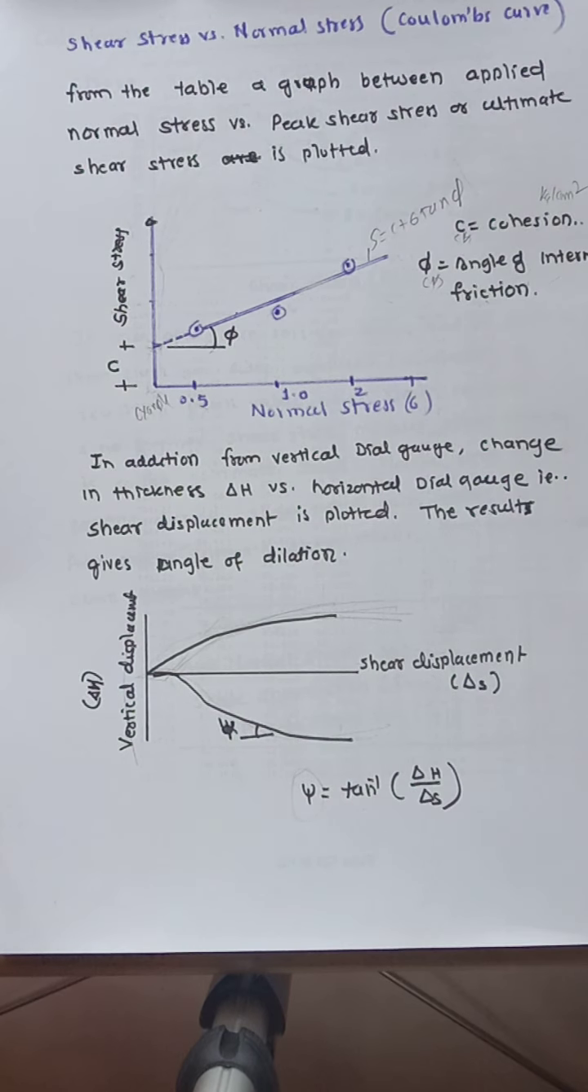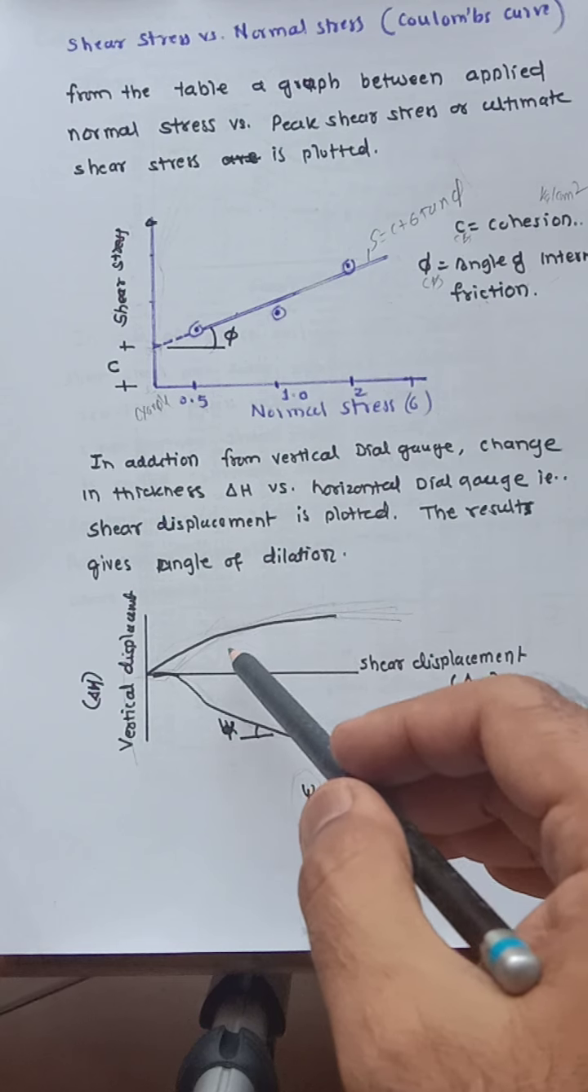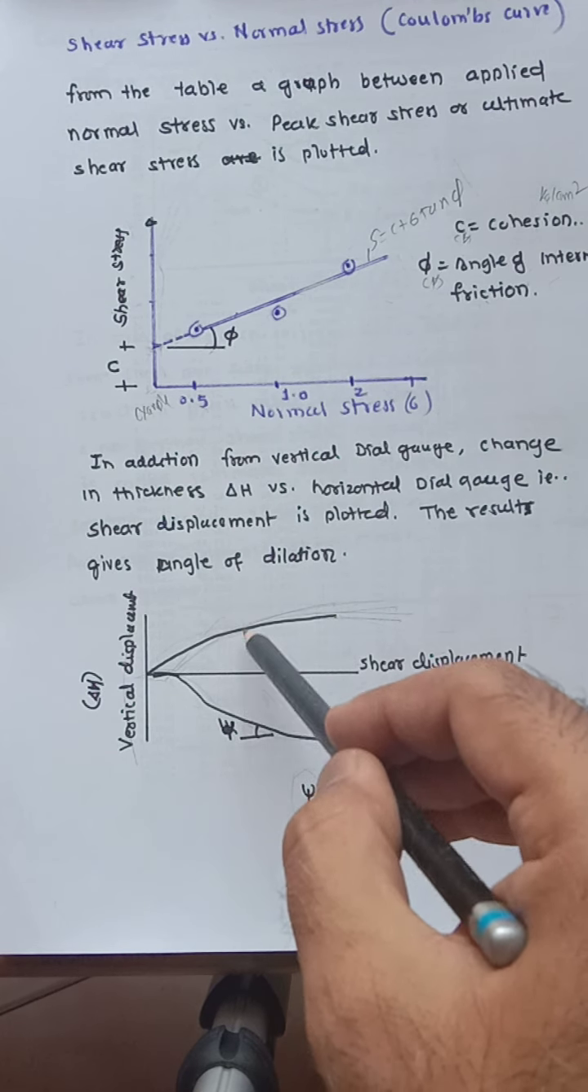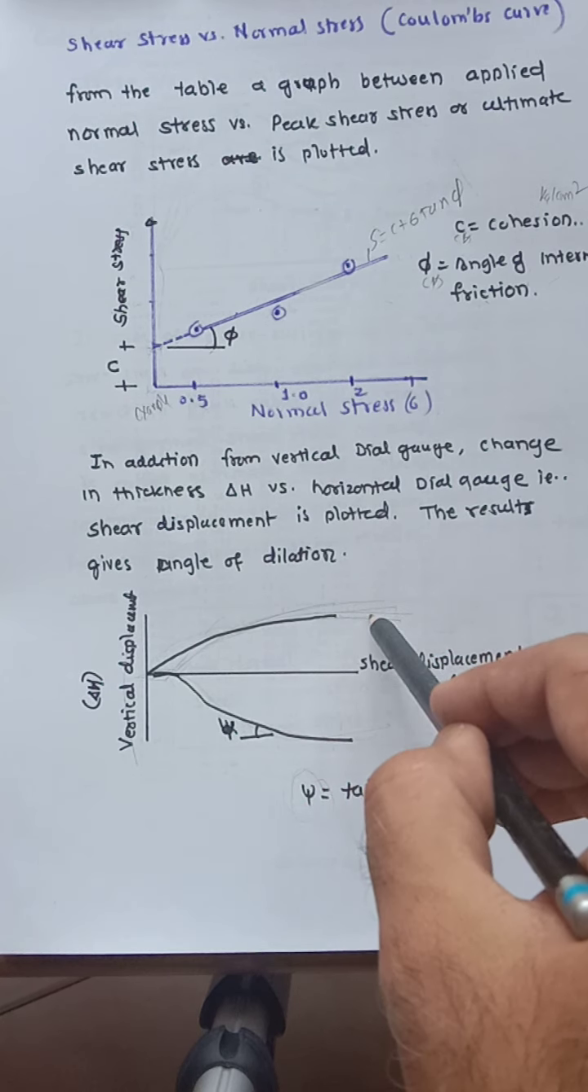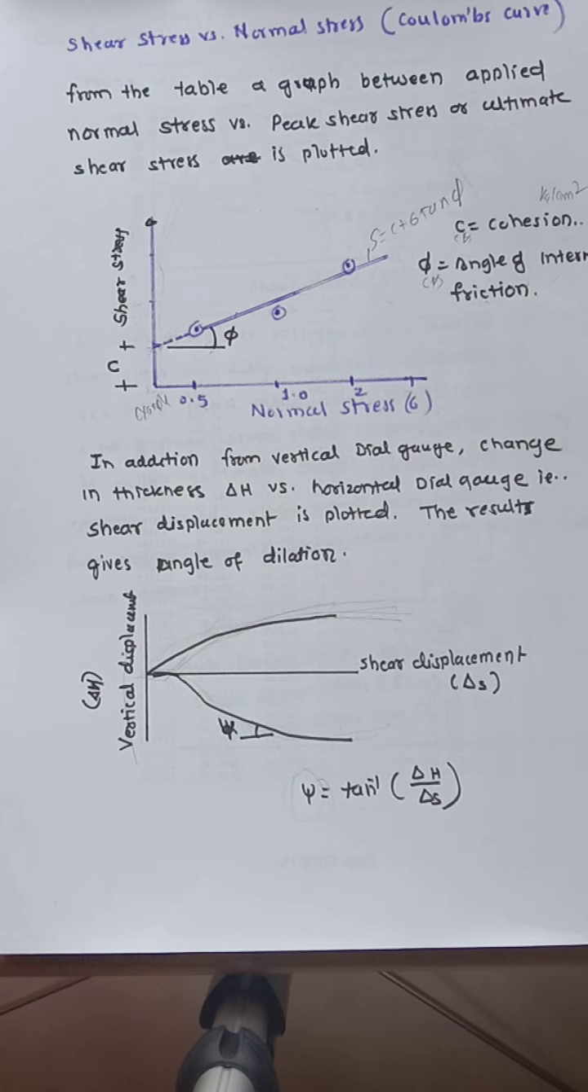What is important about dilation? Dilation means expansion here, and that is how you can find it. The slope of either one of the graphs is called the dilation angle, which is very important when you do some modeling. At that time this value is very important.